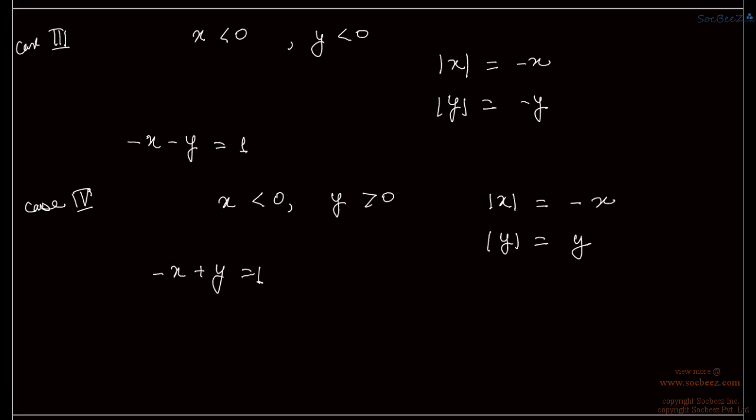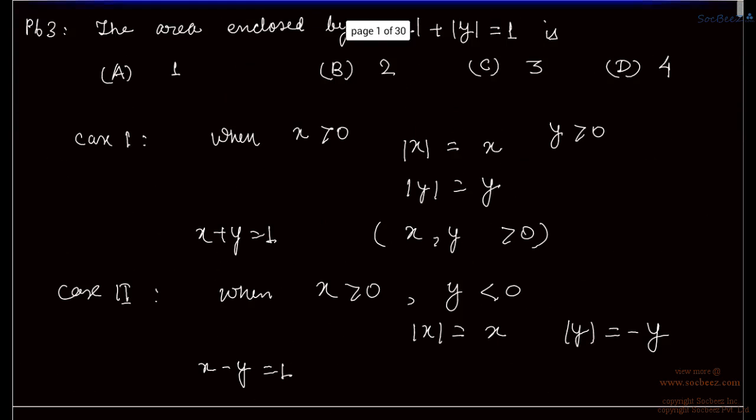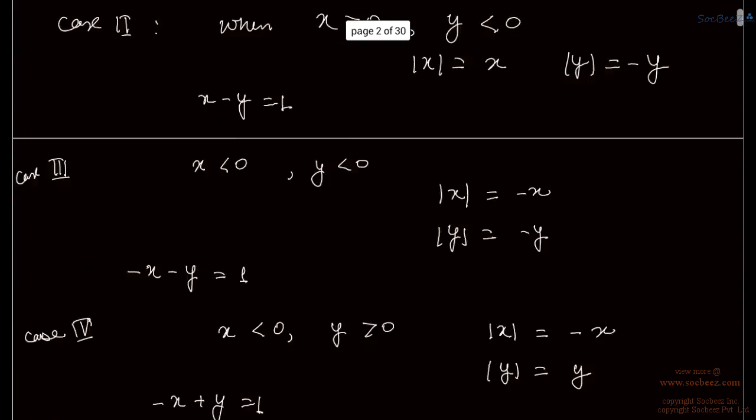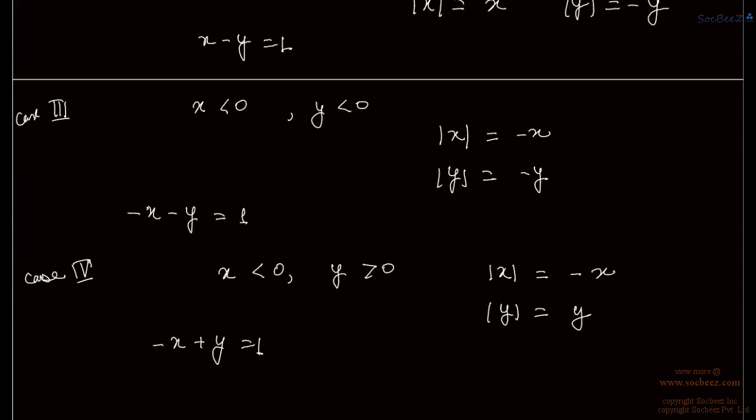Okay. So we can see that this equation, mod of x plus mod of y is equal to 1, comprises 4 straight lines. That is, x plus y is equal to 1, x minus y is equal to 1, minus x minus y is equal to 1, and minus x plus y is equal to 1. Let us draw all these 4 straight lines in a coordinate system.